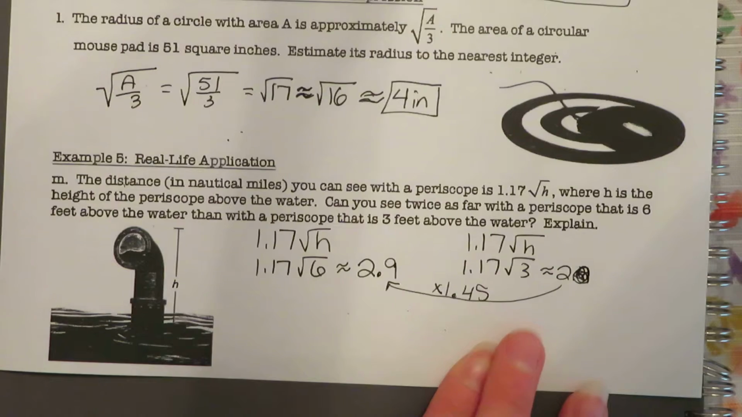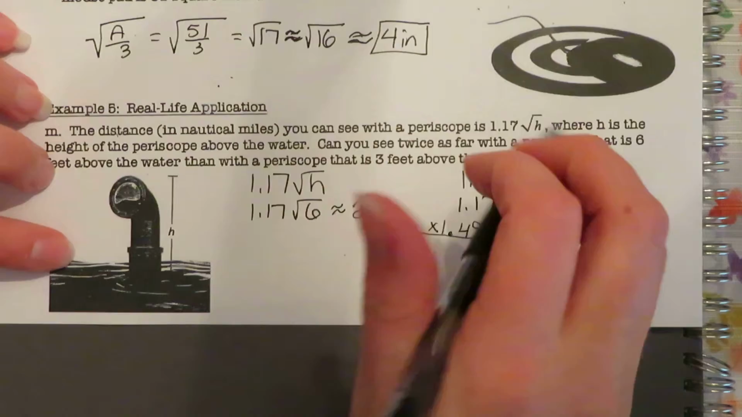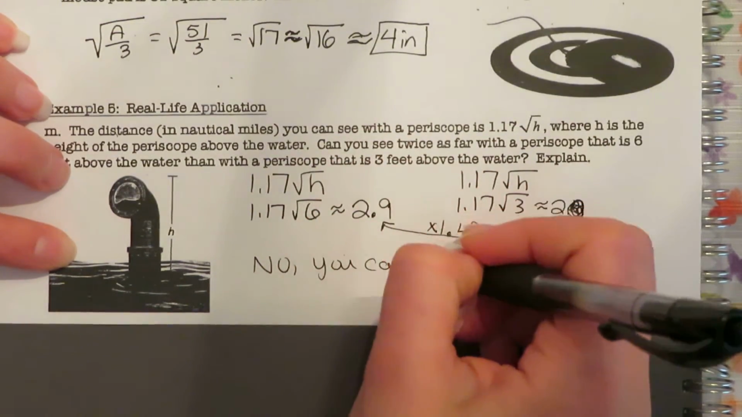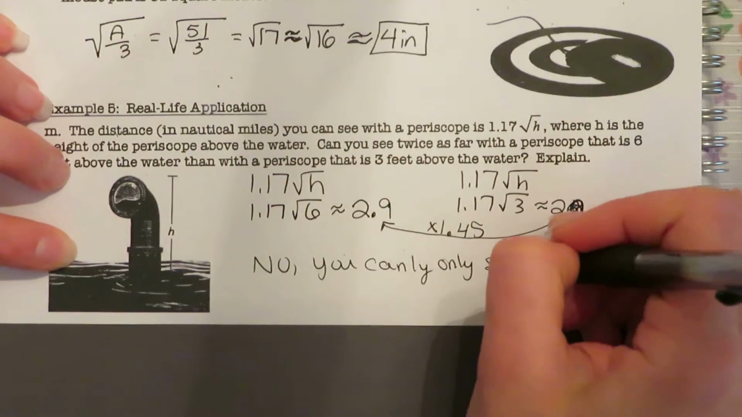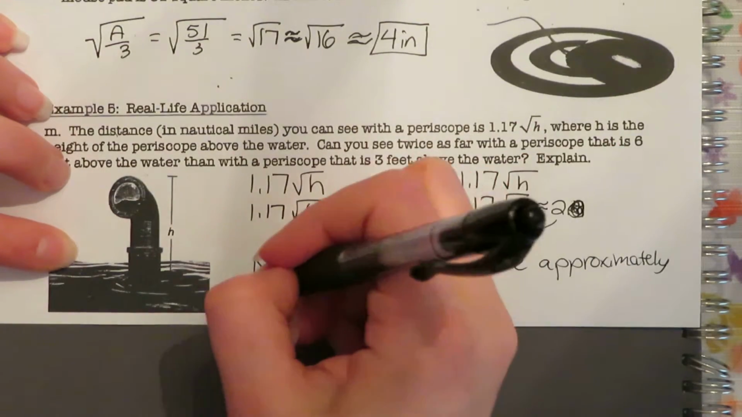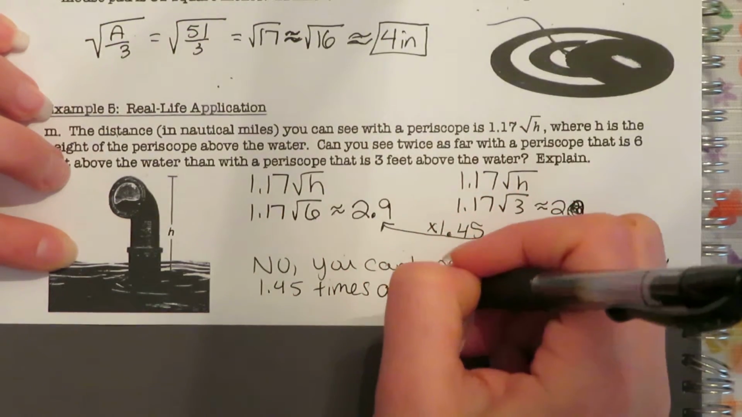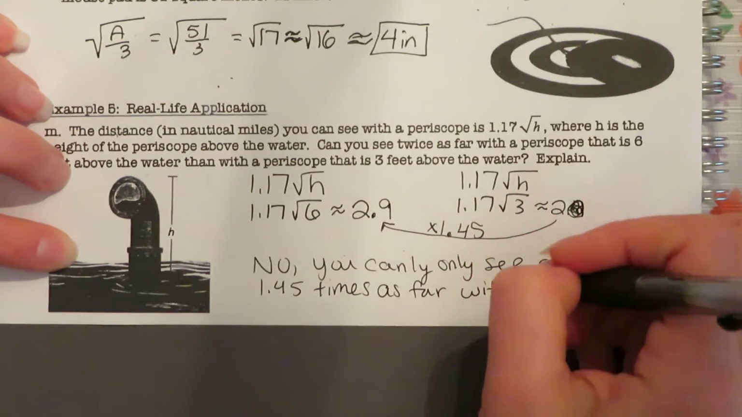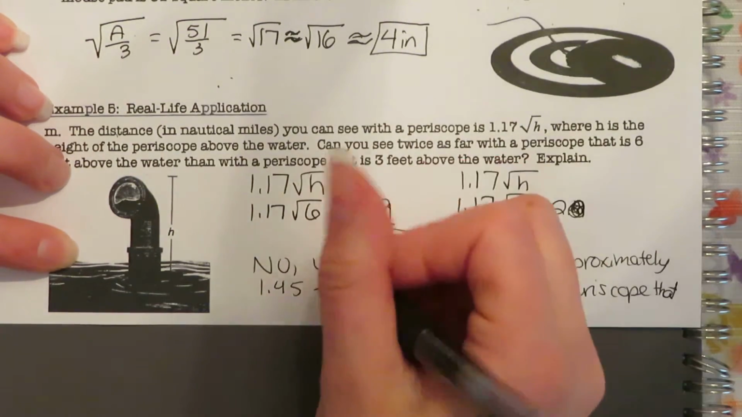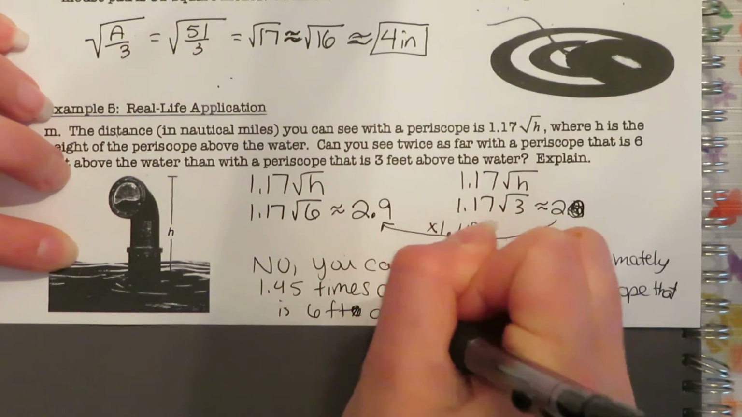The way I did that is I did 2 9/10 divided by 2. So to answer the question, no. You can only see approximately 1 and 45/100 times as far with the periscope that is 6 feet above the water.